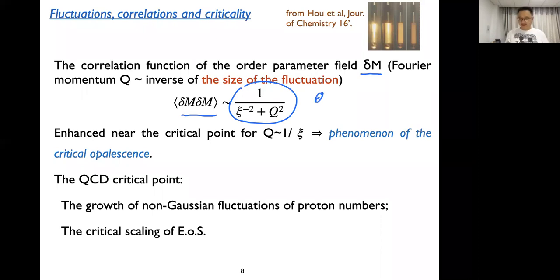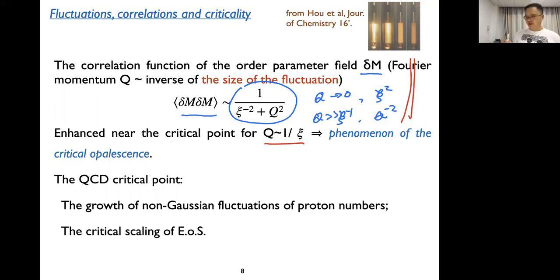If you set Q equal to zero, this two-point function, which is a measure of the fluctuations, grows as the correlation length squared. Here the correlation length will approach infinity near the critical point. On the other hand, if Q becomes much larger than the inverse of the correlation length, the two-point function will fall off as a power law. What this means is that the fluctuation will be enhanced for the very small Q modes, as well as for the modes of order 1 over the correlation length. Indeed, this is the physical origin of the phenomenon of critical opalescence.